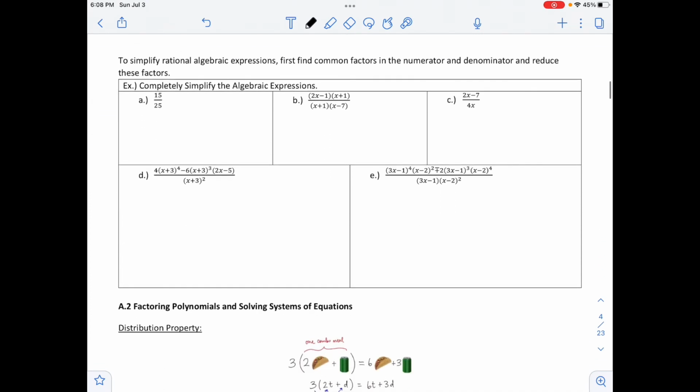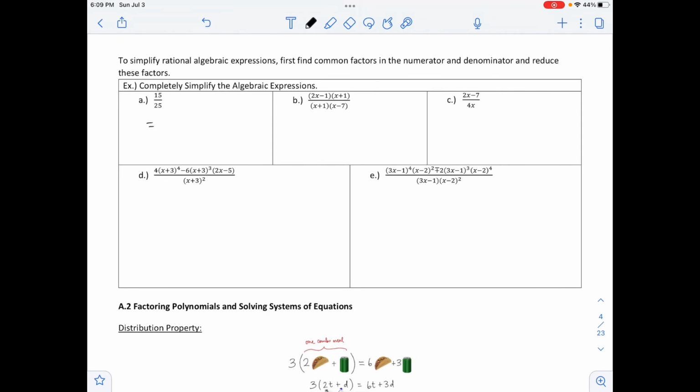And so at the top of the next page, it says to simplify rational algebraic expressions, first find common factors in the numerator and denominator and reduce these factors. So the example says completely simplify the algebraic expression. Part A is 15 over 25, which I know we usually reduce by dividing both the top and the bottom by that greatest common factor.